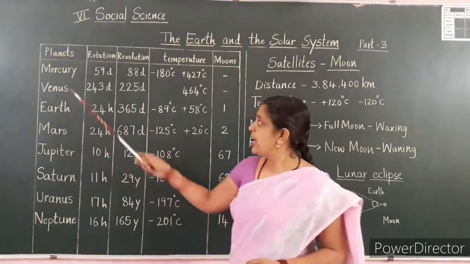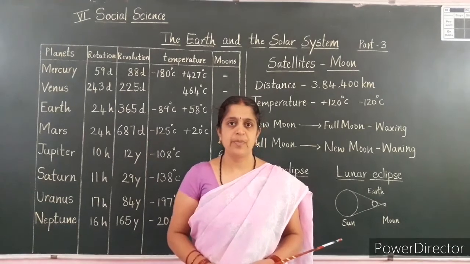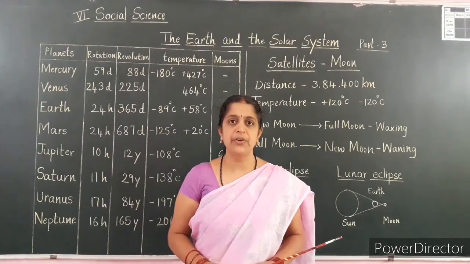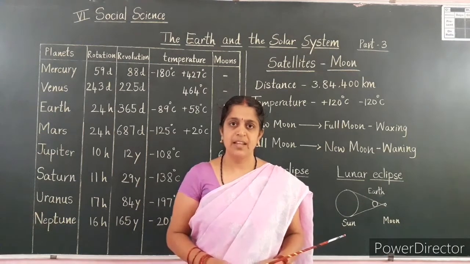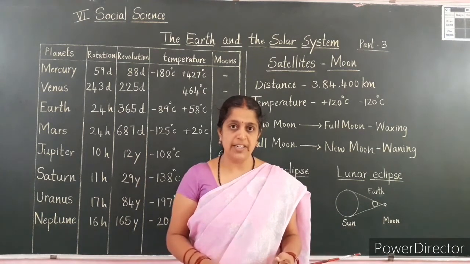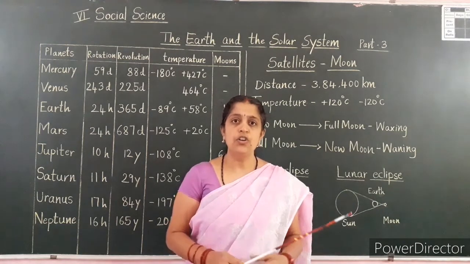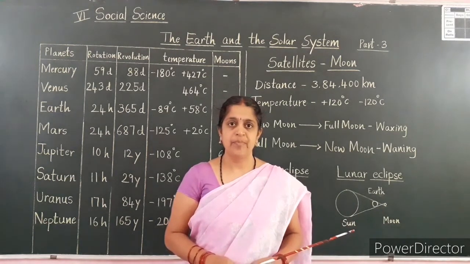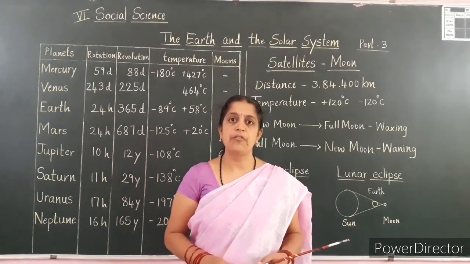Mercury. Mercury is the smallest planet in the solar system. It is very difficult to see Mercury because it is very close to the Sun. It is made up of rocks. It means it has a hard surface and a large number of craters. On the surface of Mercury, you can see a large number of craters.